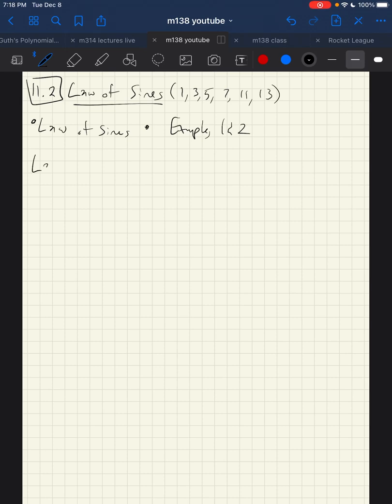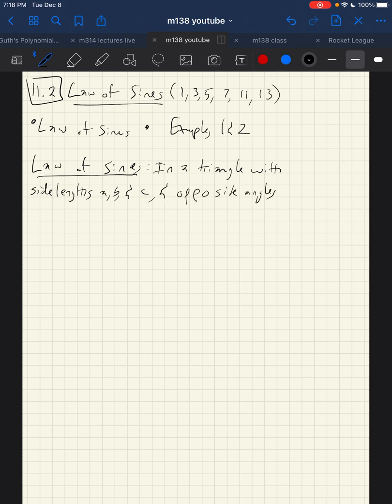And it basically says, in a triangle with side lengths A, B, and C, and opposite angles measuring alpha, beta, and gamma, respectively, we have that sine alpha over A equals sine beta over B, which equals sine gamma over C.